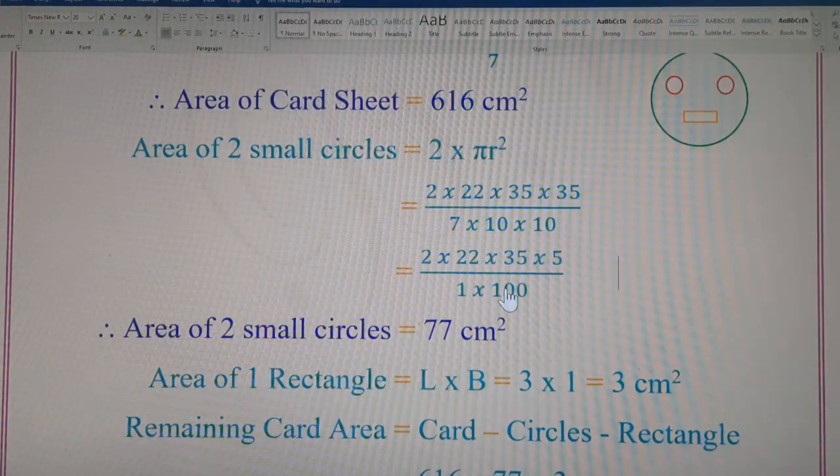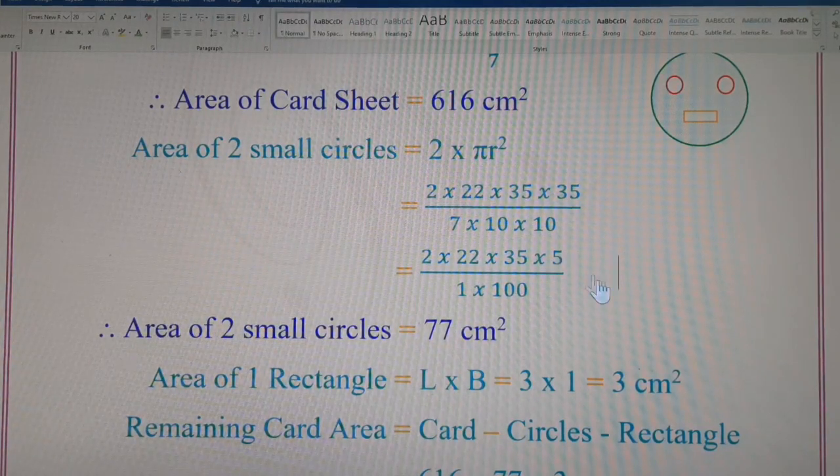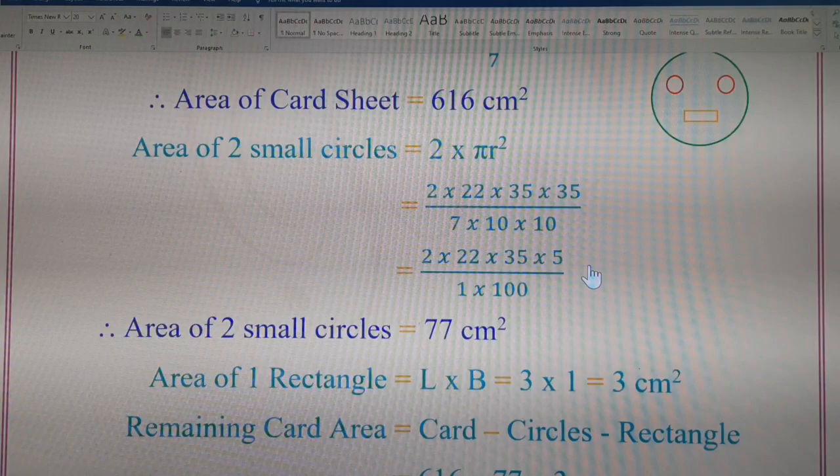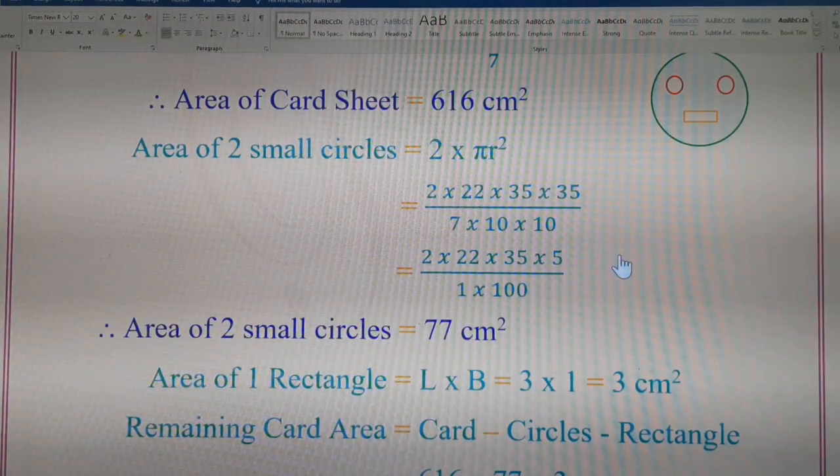So the final answer will be whole upon 100. 1 into 100 will be whole upon 100. And the numerator will multiply. 5 twos are 10. 10 into 22, the answer is 770. Multiply by 10, the answer will be 7,700 upon 100.